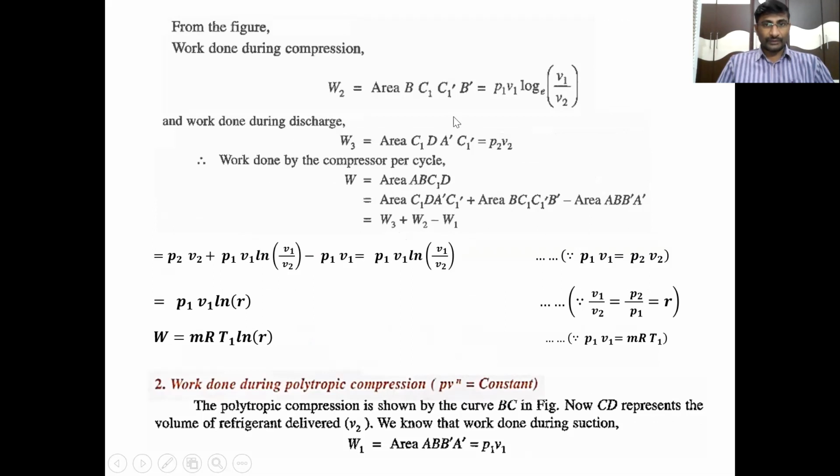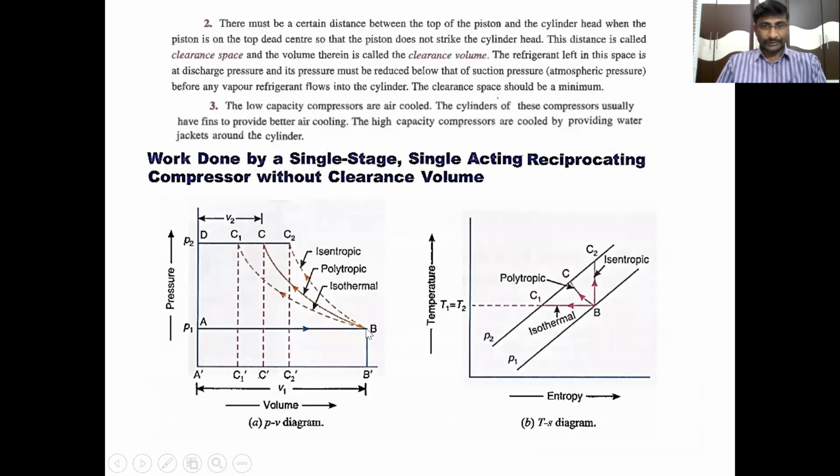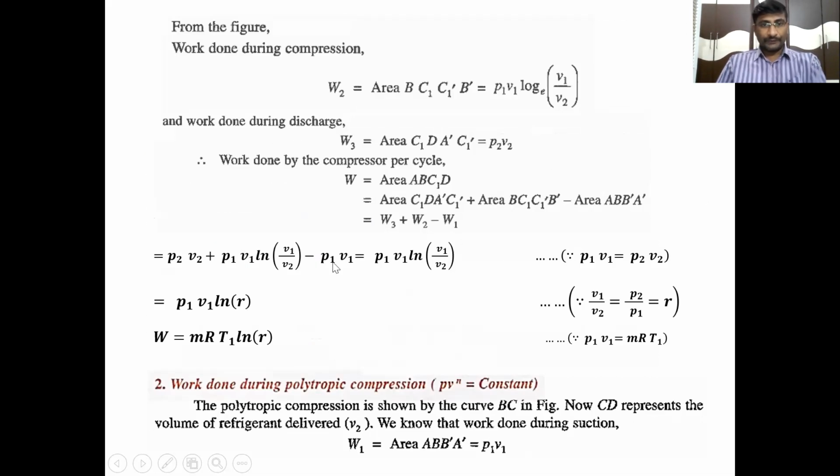So after substitution of all the parameters, that is all the equations, P2 V2 is the W3, plus P1 V1 log V1 by V2, minus P1 V1. Here the P1 V1 equal to P2 V2 for isothermal process. For this isothermal process, at this point B, P1 V1 is equal to P2 V2. Therefore, P1 V1 and P2 V2 cancel here. Only P1 V1 log V1 by V2 remains, which is the equation to calculate the power required or work required by the compressor if it is isothermal compression.